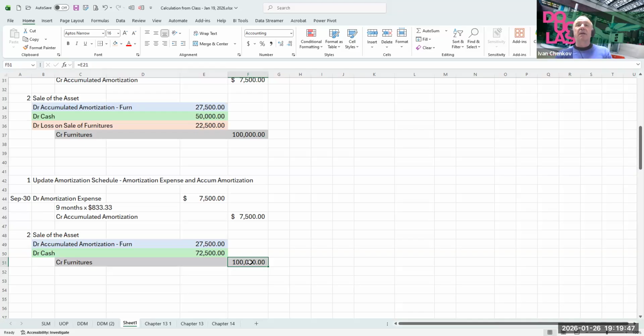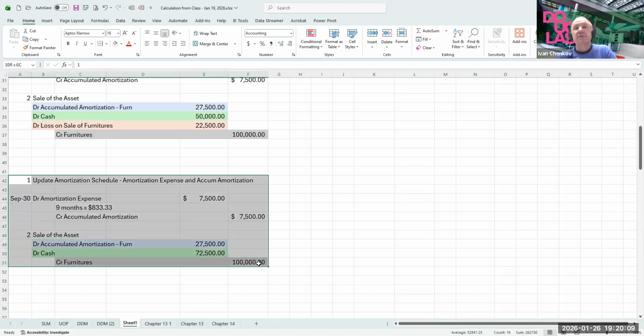So what's happened in reality? I paid $100,000 for the furniture. I used it for 2 years and 9 months. I amortized 27,500, and the other 72,500 I receive as cash. In this case, I have no loss, no gain, nothing. Let's see another scenario, obviously, if we get more than 72,500 cash.